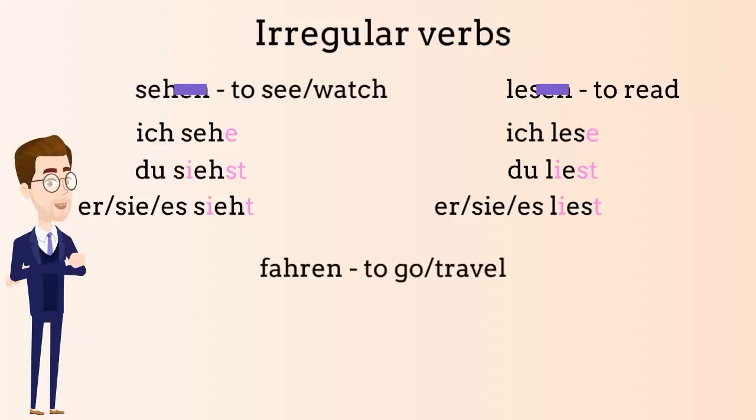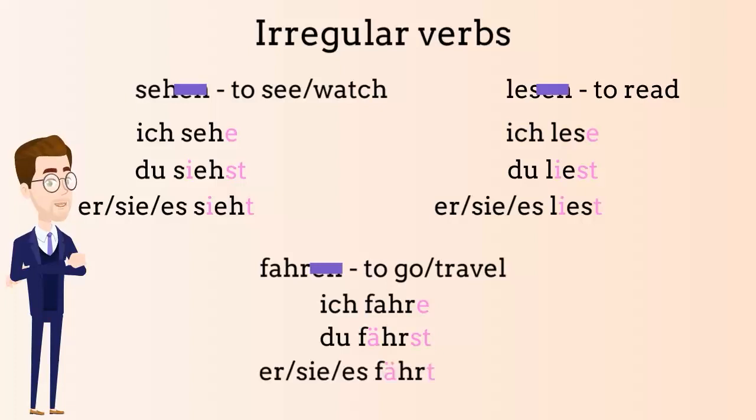Then fahren, to go, to travel, looks a little bit different. So ich fahre, add an e to the end. Du fährst, we're adding st, but we're adding an umlaut to the a in the main section. So there's a change to the main section which makes it irregular. And then er, sie, es fährt, again, umlaut on the a in the main section.